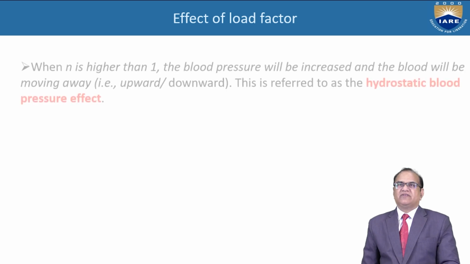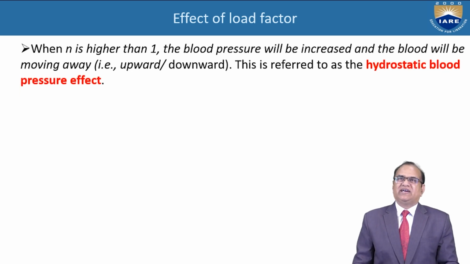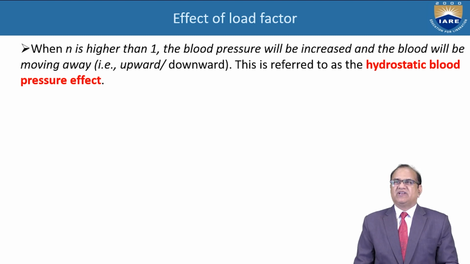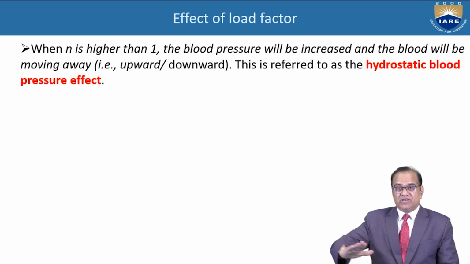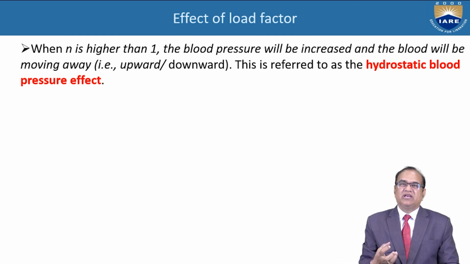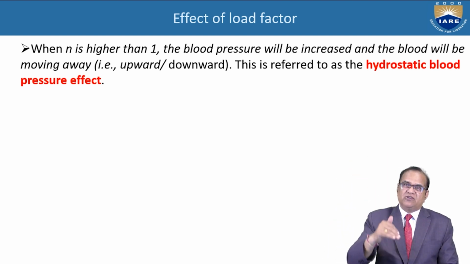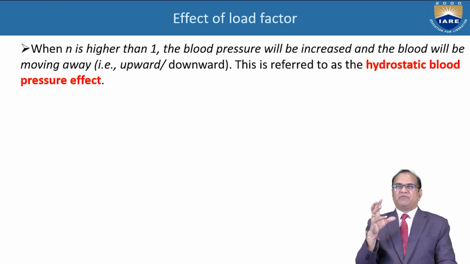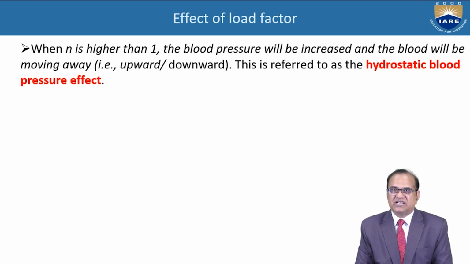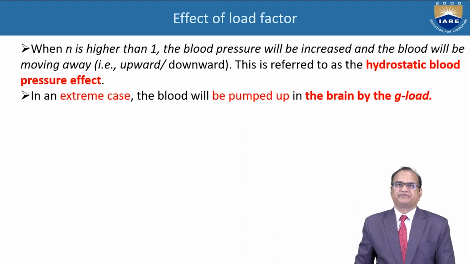Now we will see the effect of the load factor. When load factor N is higher than 1, the blood pressure will increase and the blood will be moving away, that is upward or downwards. This is referred to as the hydrostatic blood pressure effect. If your aircraft is going up, your blood will go down. If you are coming down or nose diving, your blood will go up. This type of phenomenon is called the hydrostatic blood pressure effect.